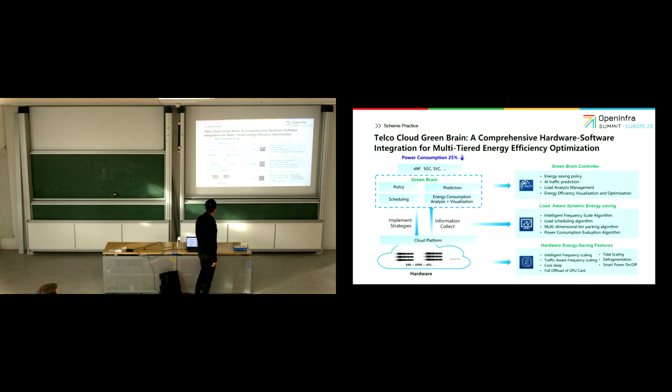So based on the theory before, we have a proposed solution, the Telco Cloud Green Brain. It has three layers. It has the brain for control for the output region, to get load awareness and dynamically change the power, and also the atomic features provided by the hardware level for you to control.